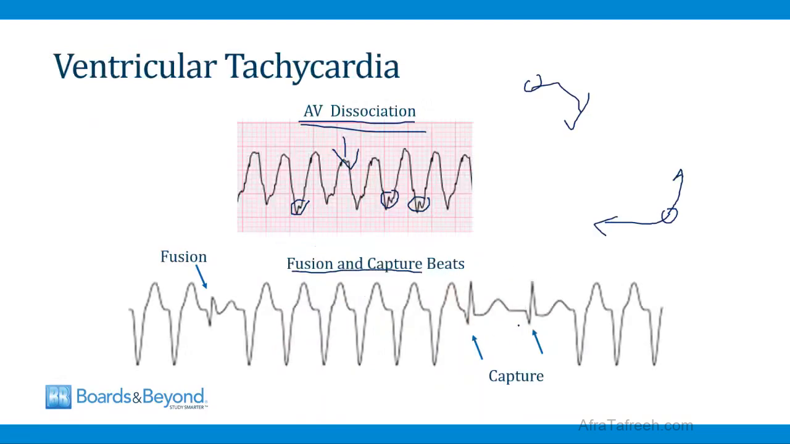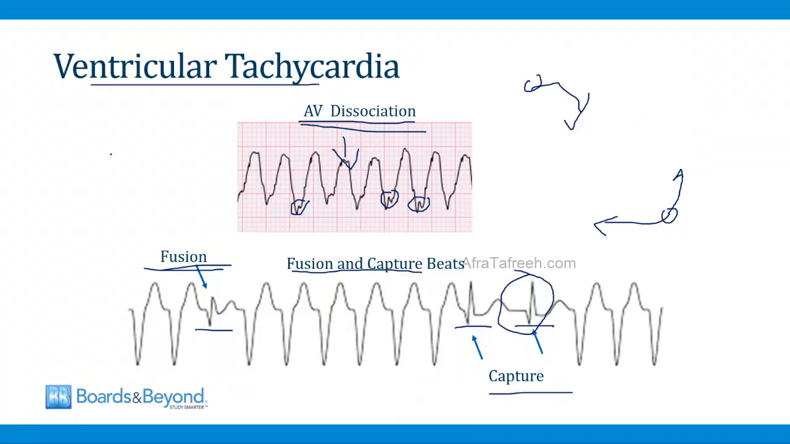So back to this slide, this is basically a normal QRS complex here. That's because the SA node has captured the ventricle and caused it to depolarize, forming a normal QRS complex. This QRS complex is a mixture between the abnormal QRS complexes from the ventricle and the normal ones from the sinus node. That's called a fusion beat. You don't have to be able to diagnose these on an ECG. As a med student, it's very difficult to do, but you should know for your boards that AV dissociation, fusion beats, and capture beats are all hallmarks of ventricular tachycardia.